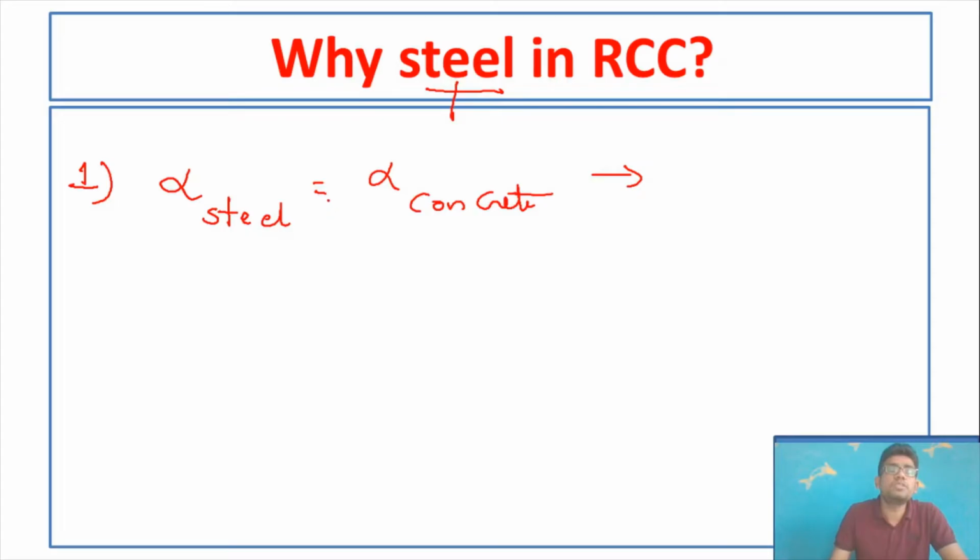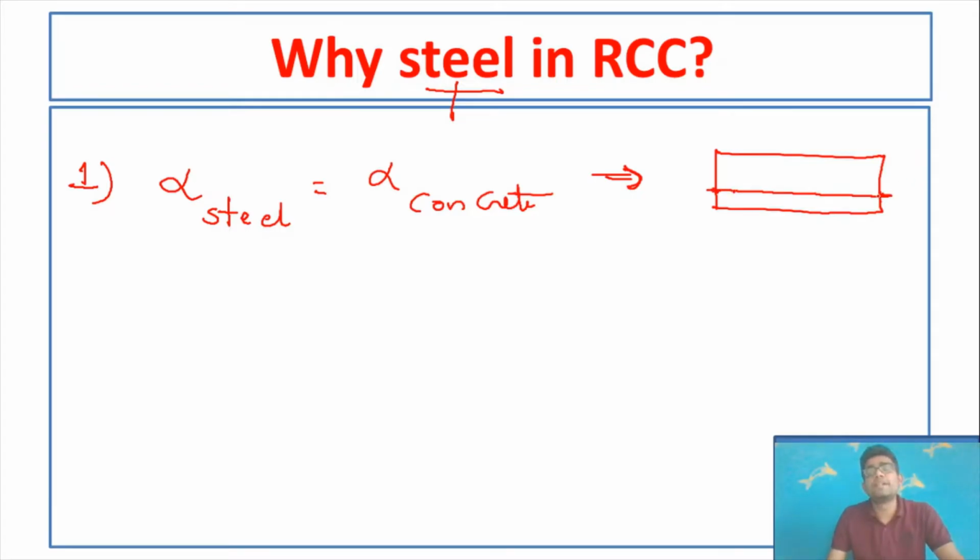Both are almost the same. When both are the same, the advantage is, suppose this is the concrete member and here we are incorporating steel. Whenever the concrete expands, steel also expands equally. Whenever the concrete contracts, steel also contracts equally. That avoids thermal stresses in the concrete. So the first reason why we use steel in RCC is that the coefficient of thermal expansion of concrete and steel are almost the same.